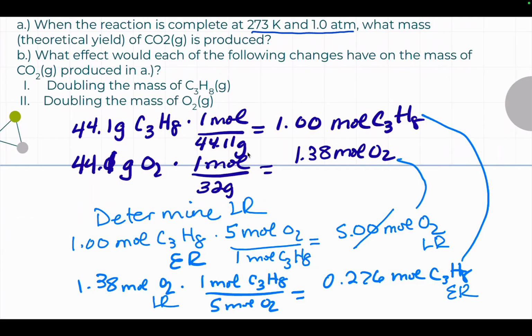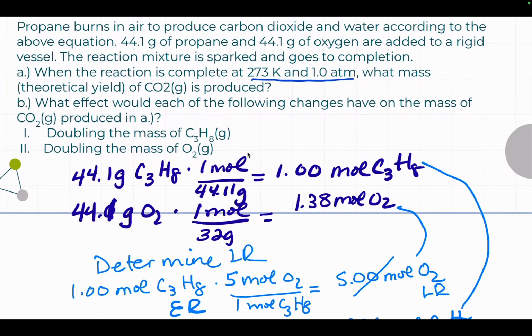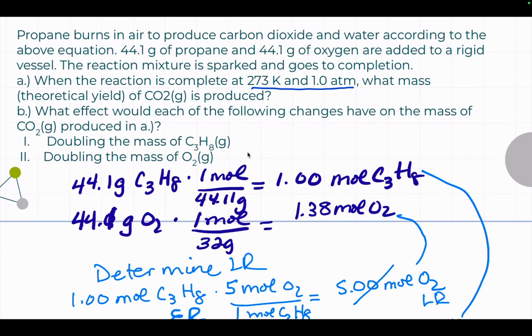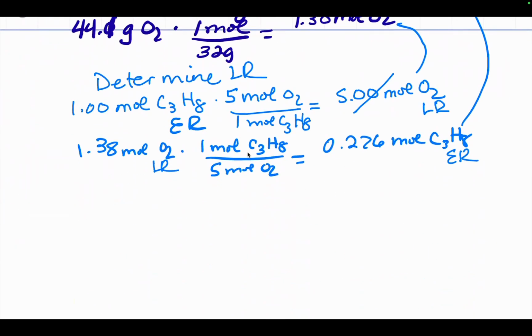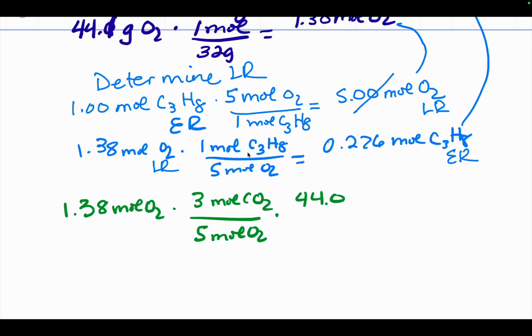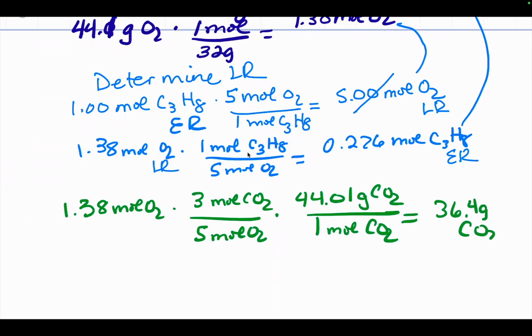All right, so now that I know my limiting, they're asking me for grams of CO2. They're giving you the standard conditions, so you could easily use 22.4 to figure out the volume, but they want mass, so we don't really need that information. So starting with my limiting, I'm going to convert to moles of CO2, use molar mass of carbon dioxide, and then I get 36.4 grams of CO2.